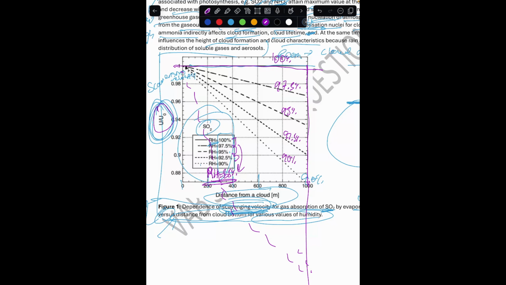Looking from, you start at 1 as your scavenging velocity, then your scavenging velocity goes down to about 0.9. I chose this point because it's a 0.1 decrease exactly. And it corresponds with going down from 100% to 92.5%. So a 7.5% decrease in humidity.